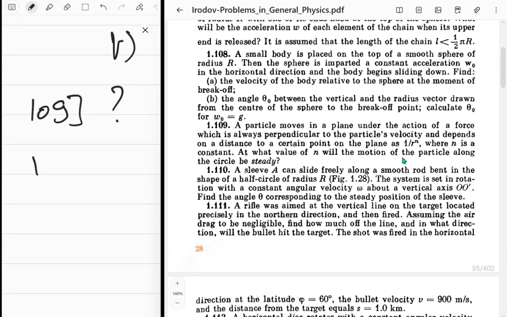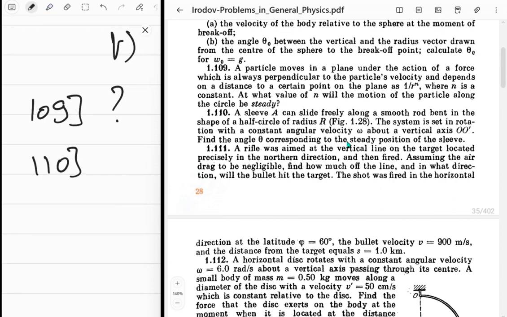It will be 1 upon r power n, if it's proportional to that. But for that, you should give me what assumptions you're making, what things you are keeping constant, because proportionality doesn't work like that. You need to first of all set some of the variables to be constant. Only then can you say it's proportional to 1 upon r. This kind of question is just really not good.